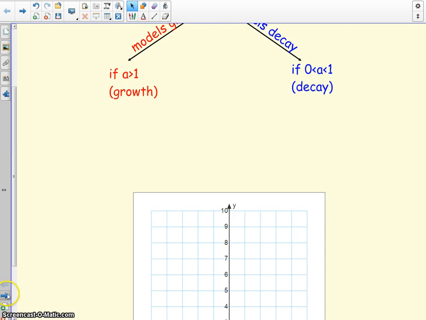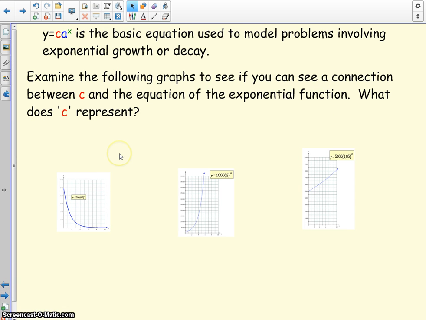Okay, so, however, when we're solving word problems, it's not going to be just the parent function. We also might have a c value out in front. Instead of just y equals a to the x, it'll be y equals c times a to the x. This will be the basic equation that we're going to use to model any problem we do that's going to involve exponential growth or decay.